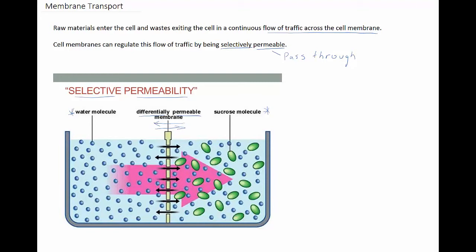However, the sucrose molecules, represented by these green shapes, are too large to move through the holes in the membrane, so they can't go from the right side of the container to the left side of the container. This means the membrane is impermeable to the sucrose molecules. In other words, they can't pass through that membrane. So because of this property, the membrane is selective about which molecules can and cannot pass through or permeate through that membrane.